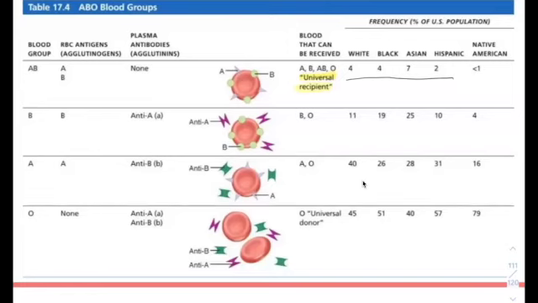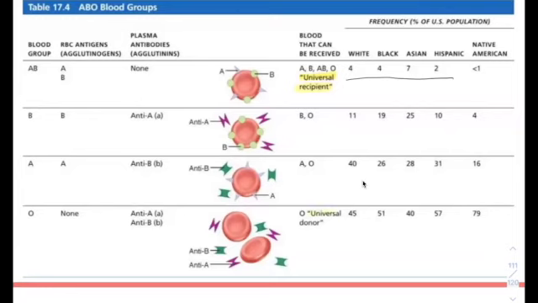While B has those B antigens and they contain anti-A agglutinins, they can receive B and O, while A has those A antigens and the anti-B antibodies. They can receive A and O blood type.